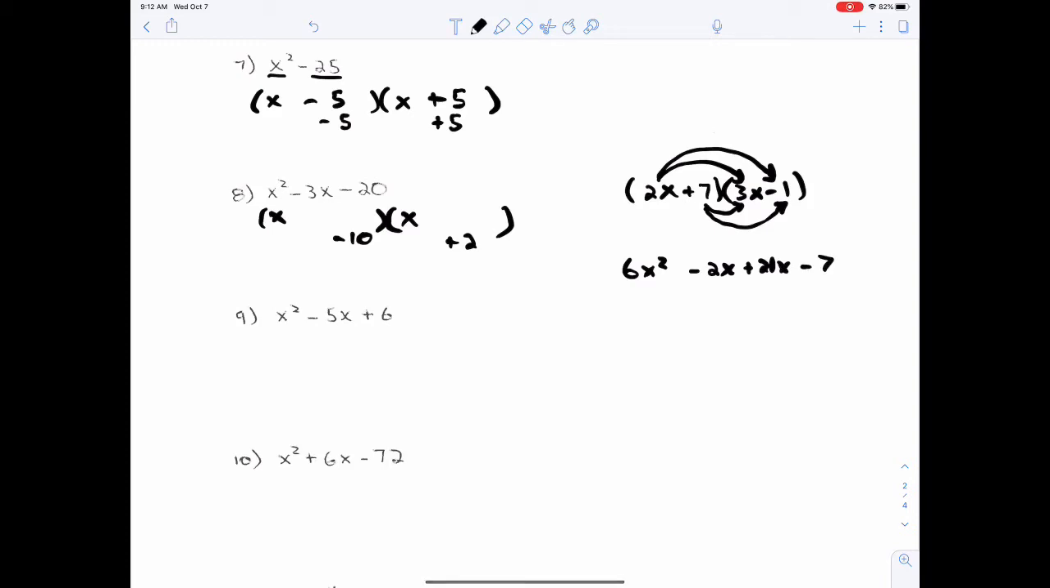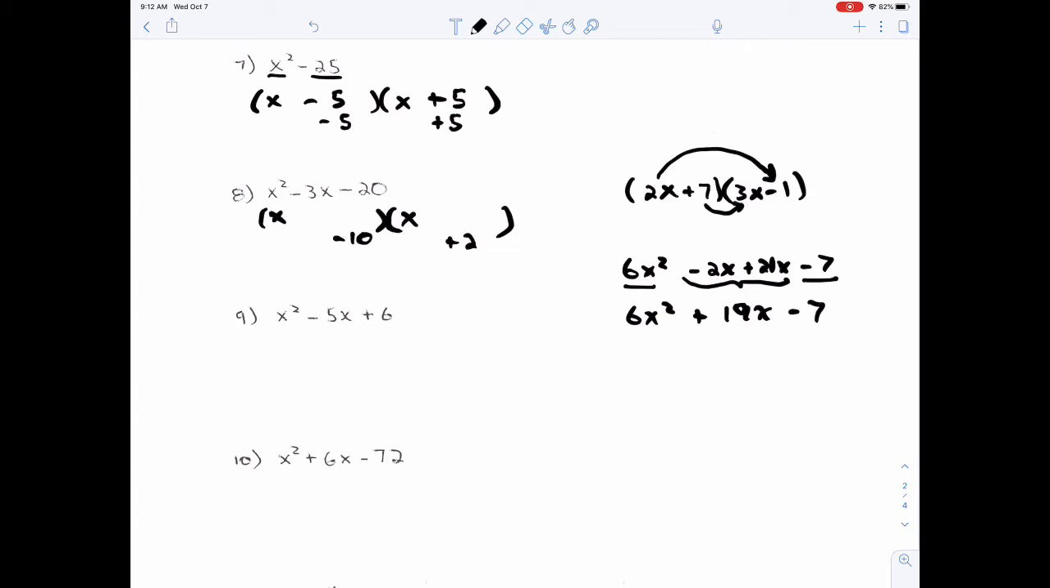And then 7 times negative 1 is negative 7. So notice what happens. When I multiplied the first two, I got the 6x squared. When I multiplied the last two, the 7 and the negative 1, I got negative 7. So what gives you the middle term? Right? What gives you the middle term? Notice, I'm going to get rid of multiplying the first term. I'm going to get rid of multiplying the last one. Okay? So what gives you that middle term?